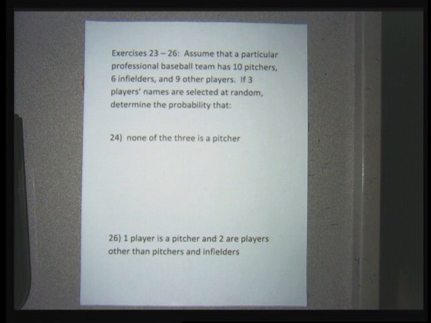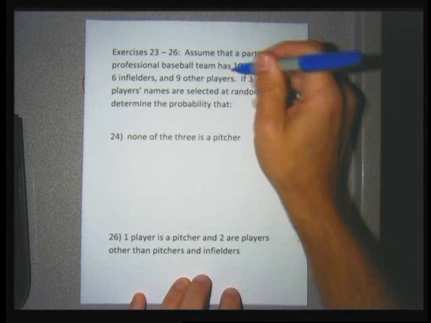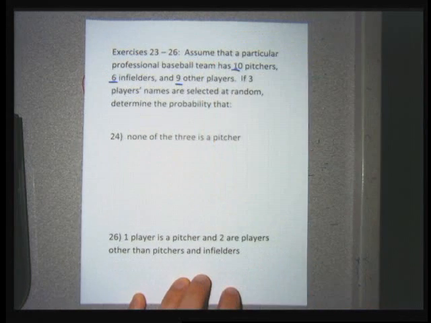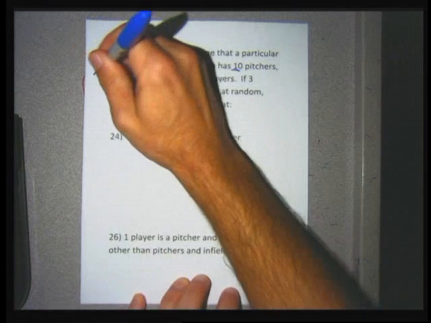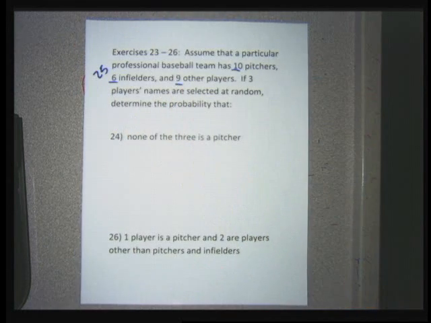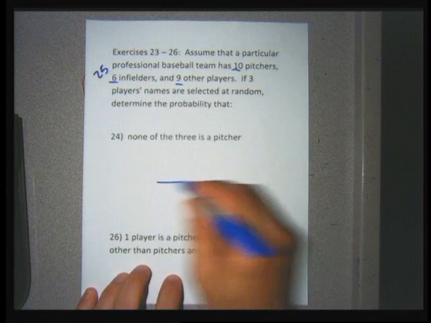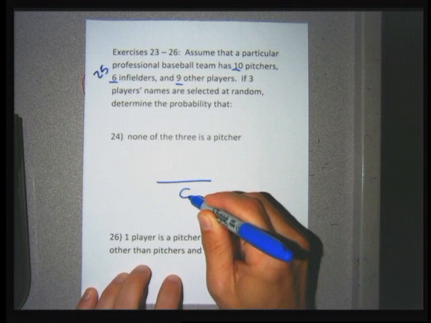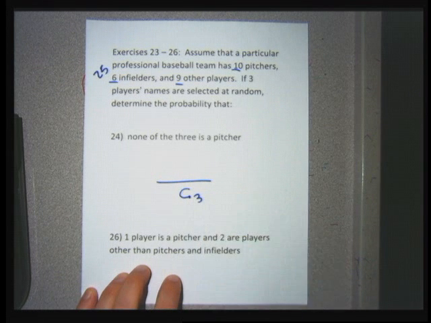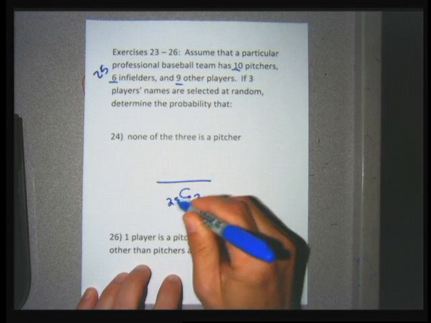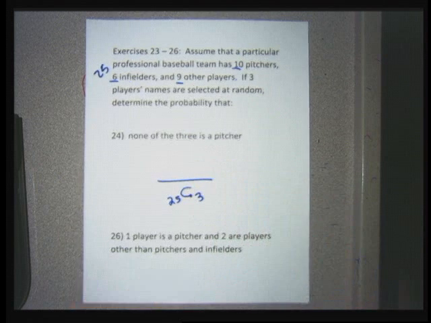So a particular baseball team has 10 pitchers, 6 infielders, and 9 other players. If I add the number of players on the baseball team, 10 plus 6 is 16, and 9 is 25. So this baseball team has 25 players. We're going to select 3 players' names randomly, and I want to determine the probability that none of the 3 is a pitcher. I'm going to form a combination. In the denominator, I'm picking 3 names randomly from the 25 names. And in the numerator, I want none of the 3 to be a pitcher.